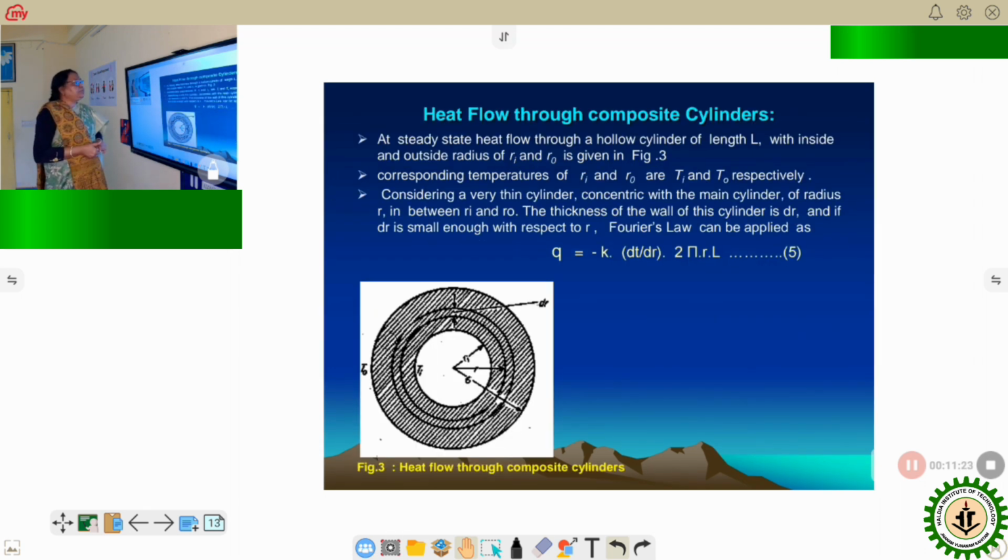If we consider the heat flow through a cylinder, at the steady state heat flow through a hollow cylinder of length capital L with the inside and outside radii Ri and Ro is given in figure 3, and the corresponding temperatures at Ri and Ro are Ti and To respectively. So considering a very thin cylinder concentric with the main cylinder of radius r in between Ri and Ro, the thickness of the wall of this cylinder is dr, and if dr is small enough, Fourier's law can be applied as Q equals minus K into dT by dr into 2 pi r L. That is equation number 5.